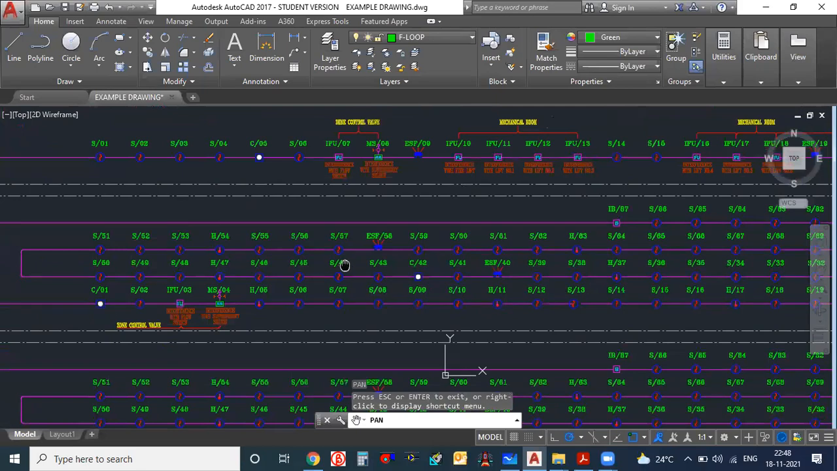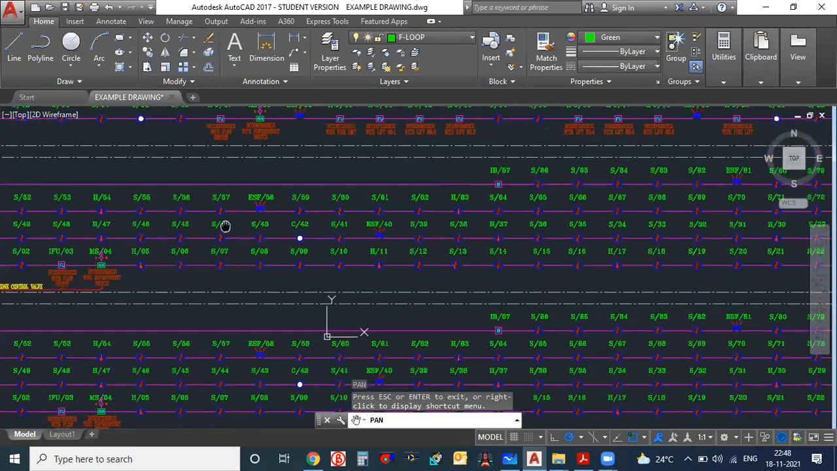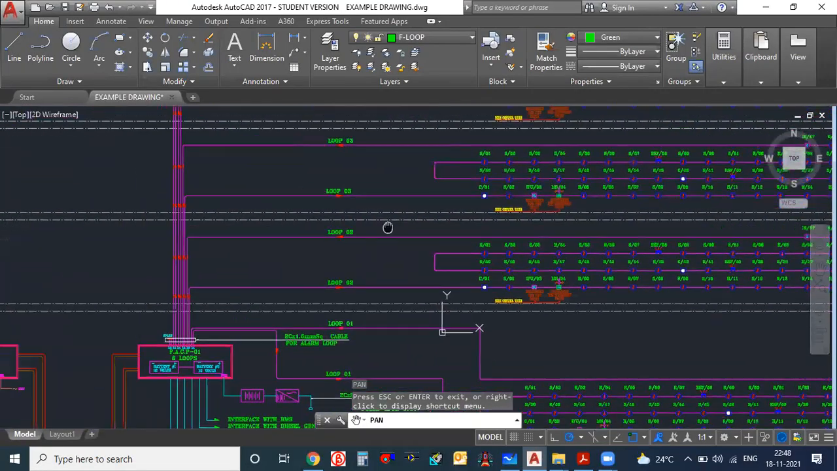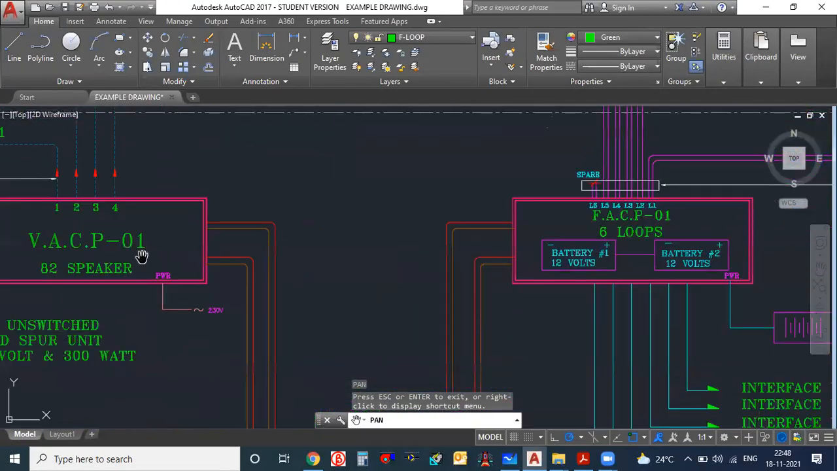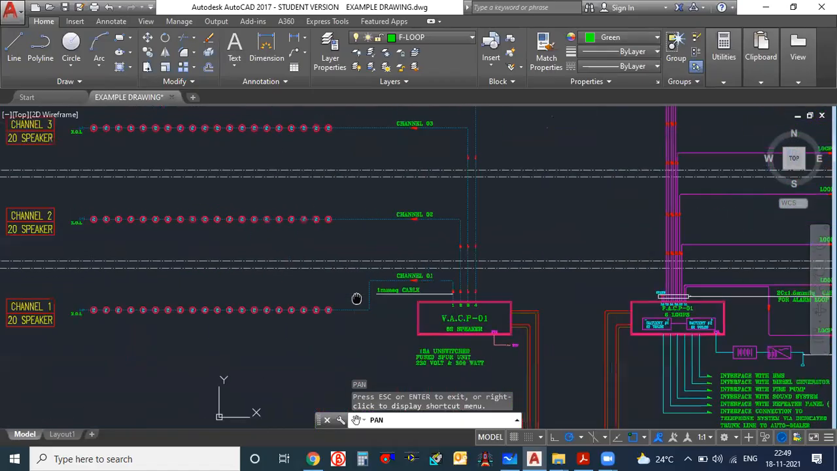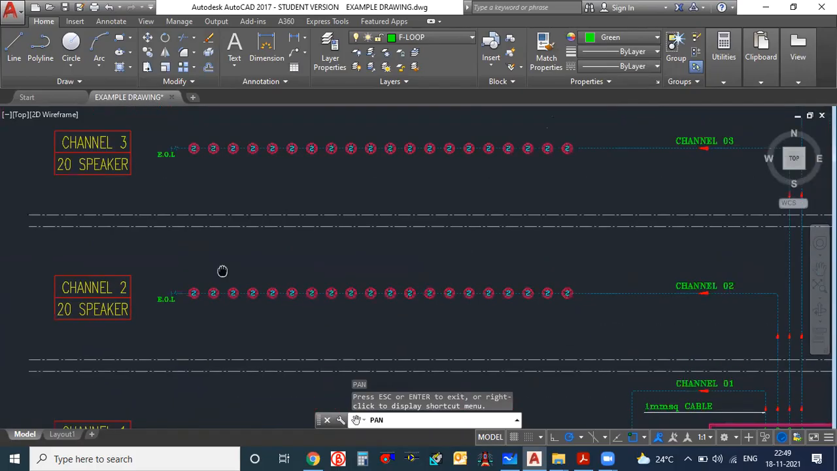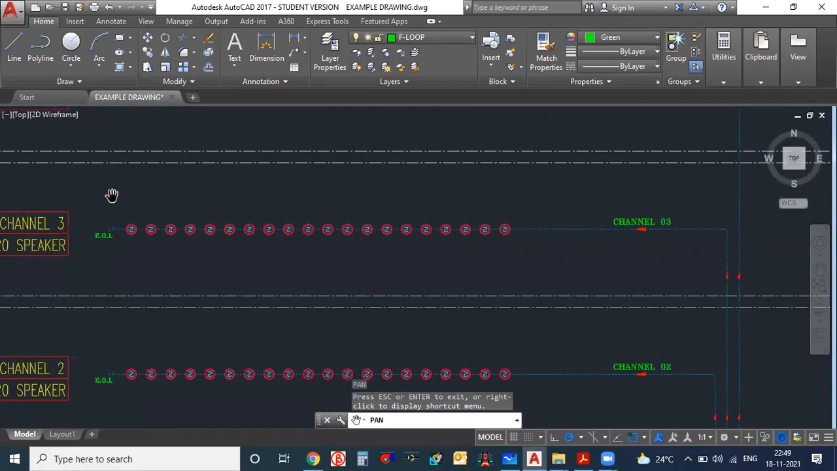Zone control, CM is not given anywhere. So maybe they have not used this thing. Here on the left side you see all the speakers are connected. This is the speakers, 20 speakers, channel 1, channel 2, channel 3, different speakers are also there. So those are connected here.